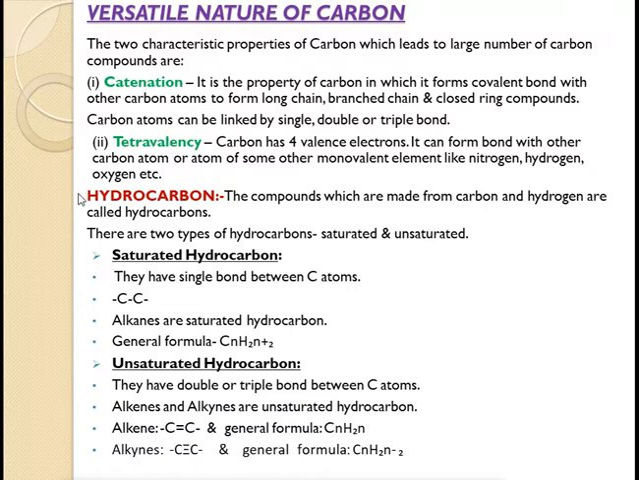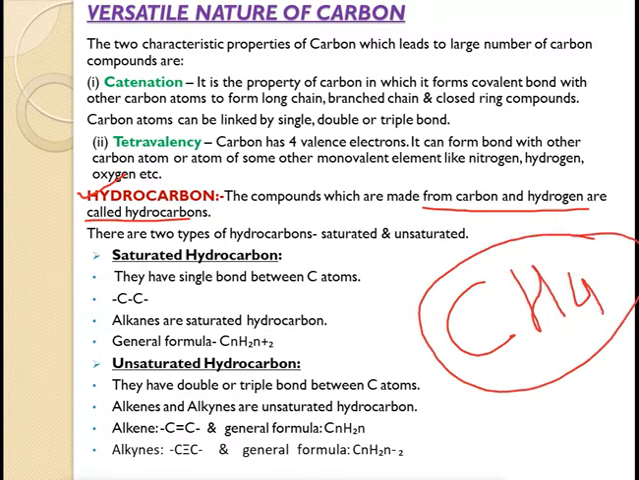Now, next read about hydrocarbons. Hydrocarbons means hydrogen and carbon. The compounds which are formed from carbon and hydrogen are called hydrocarbons. Can you tell me 1 or 2 examples of hydrocarbon? Yes, we have read that methane, CH4, is a compound which is made from carbon and hydrogen. So it is a hydrocarbon. There are 2 types of hydrocarbons, saturated hydrocarbons and unsaturated hydrocarbons. Saturated hydrocarbons are those hydrocarbons which have carbon-carbon single bonds, in which only single bonds are present.